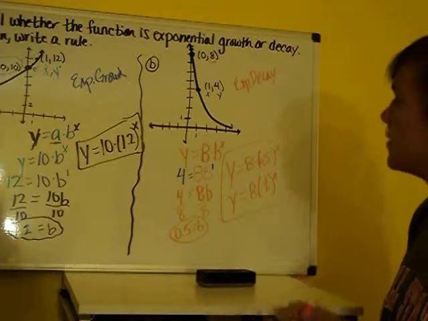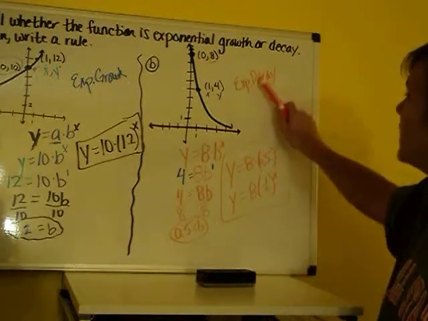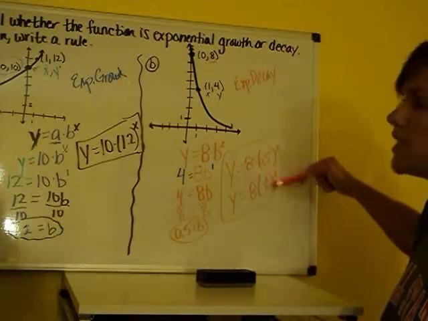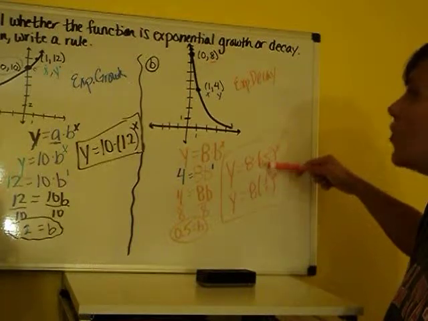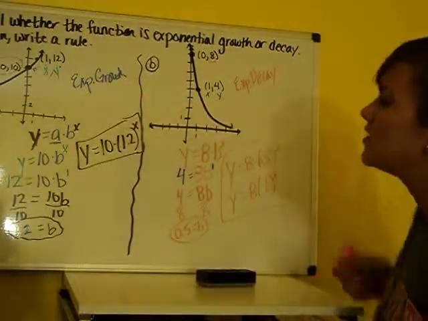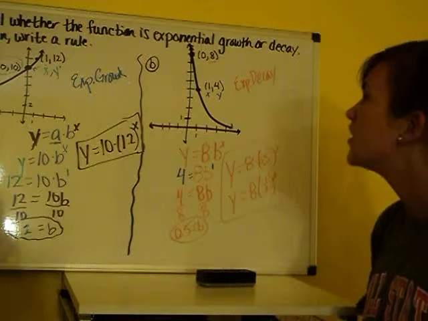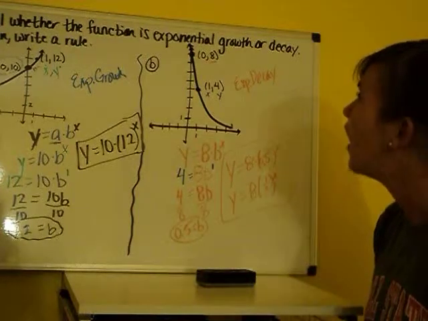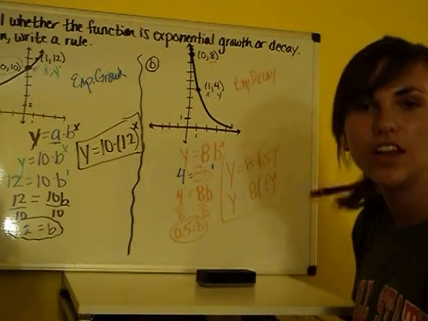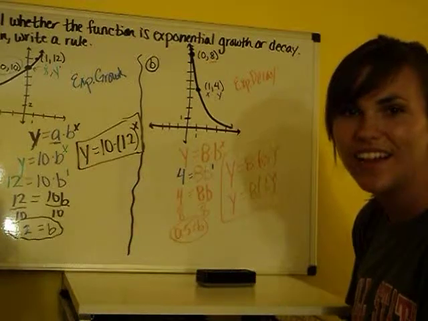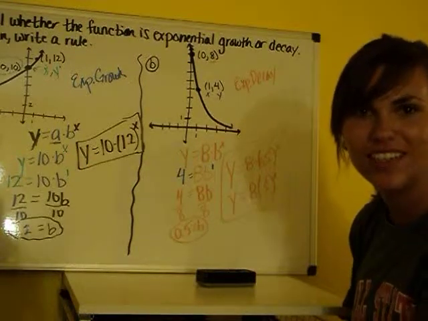Notice, before I'm done, our decay has a b that is a fraction between 0 and 1, and our growth has a b that is greater than 1. That checks out. Awesome. And there you go. That is part 1 of our exponential function saga.